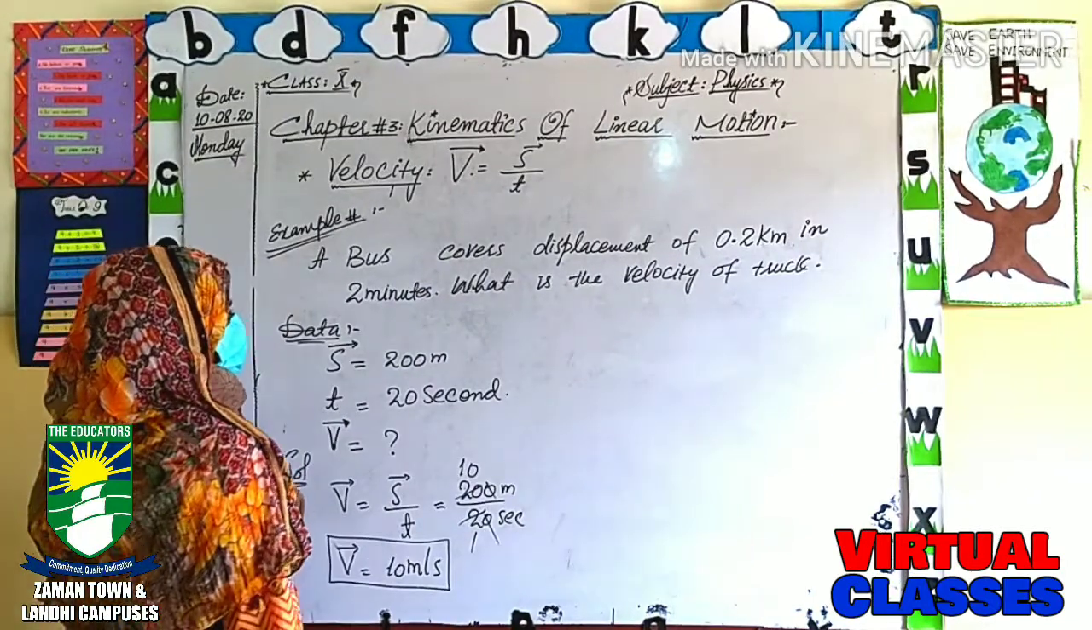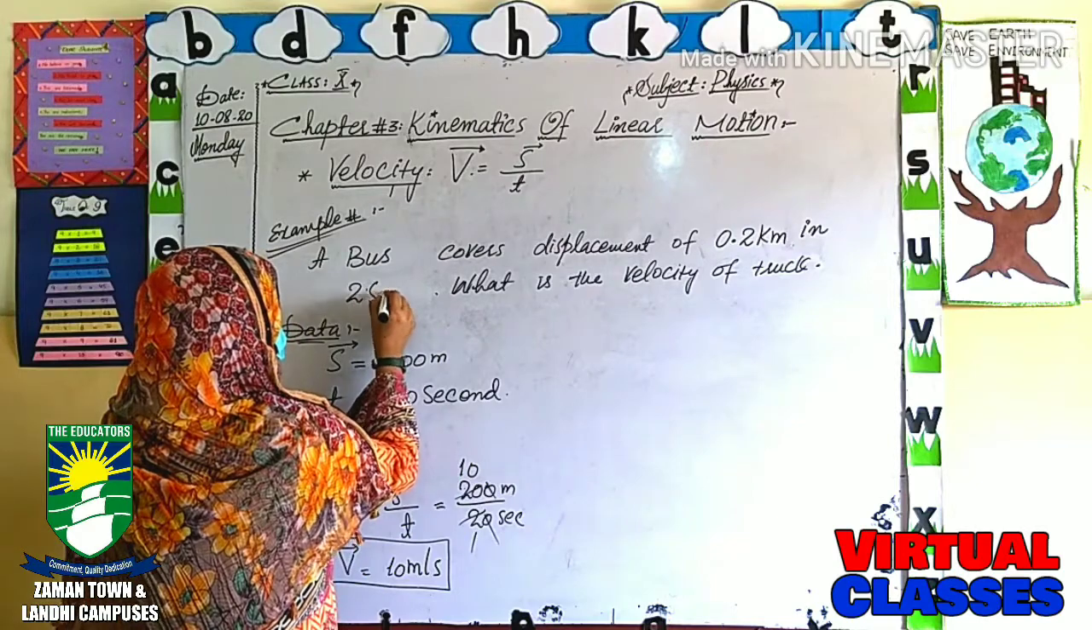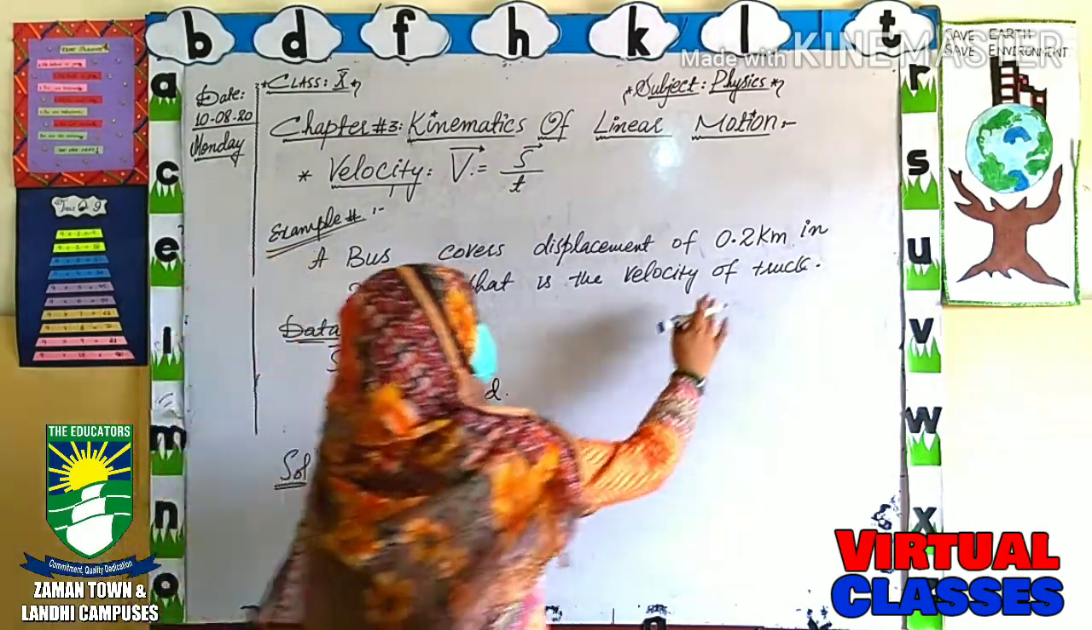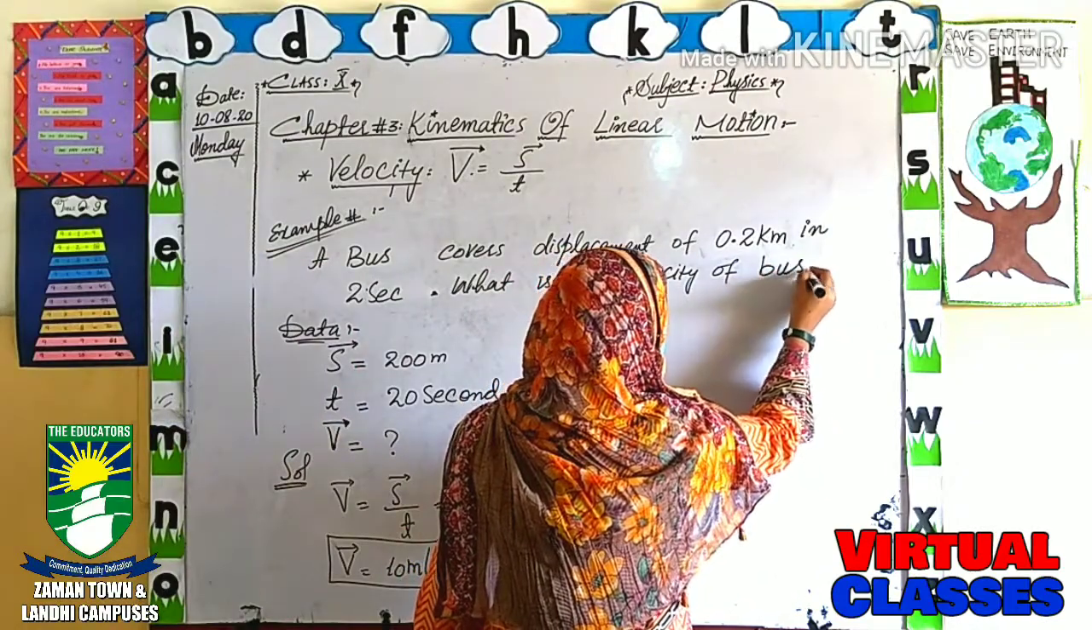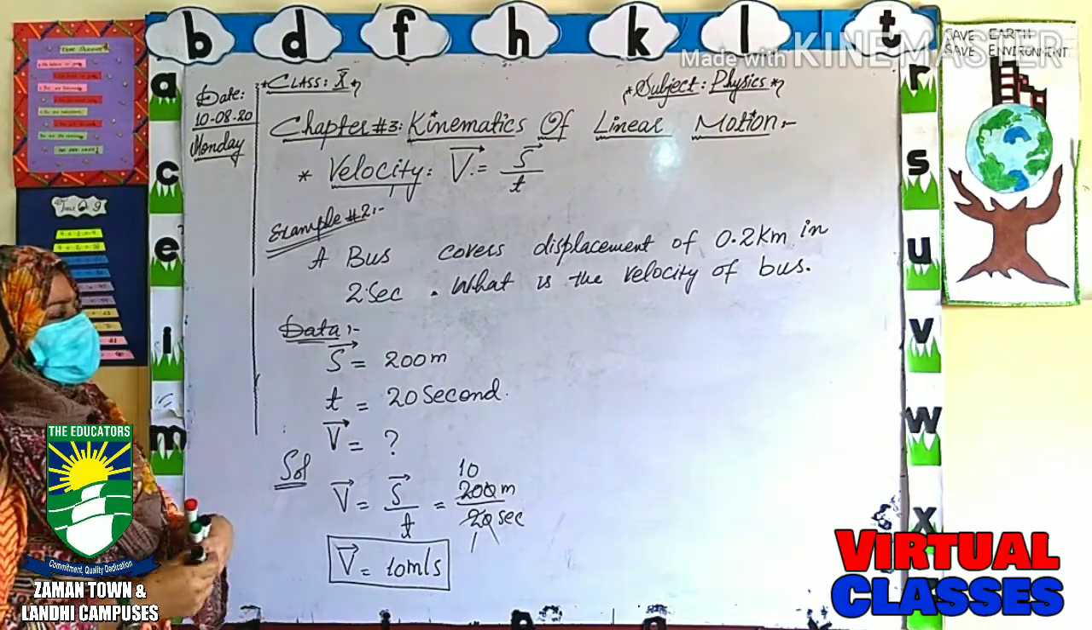What is the velocity of the bus in 2 minutes, 2 minutes and 2 seconds? I have changed the example, that is example number 2. The same thing is here.